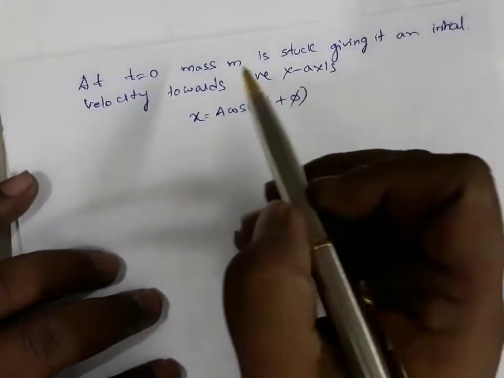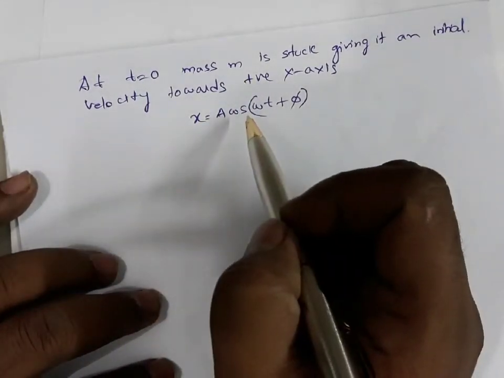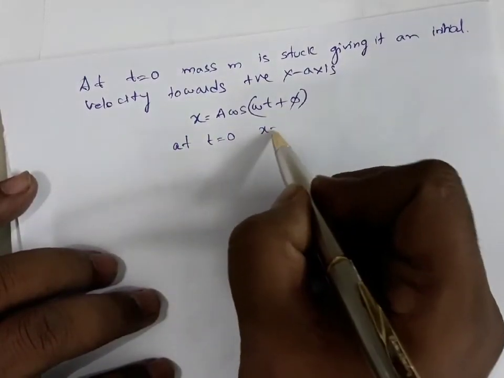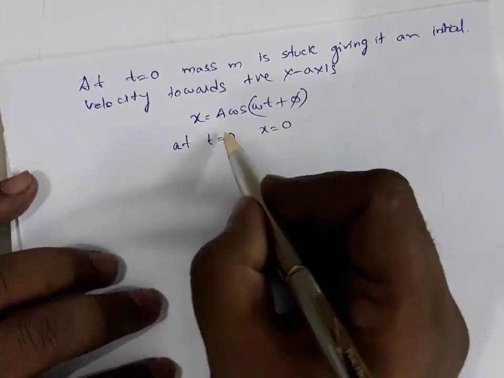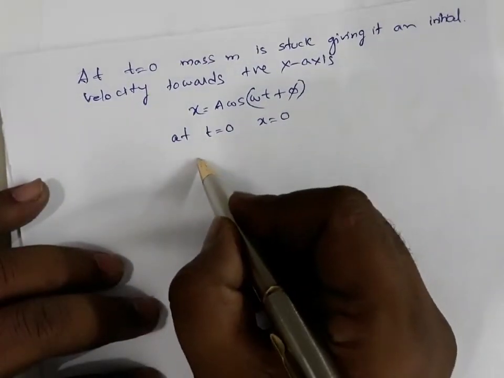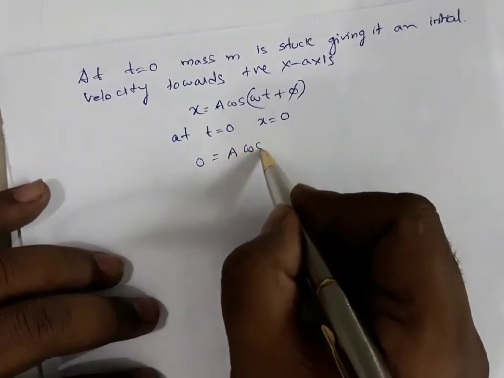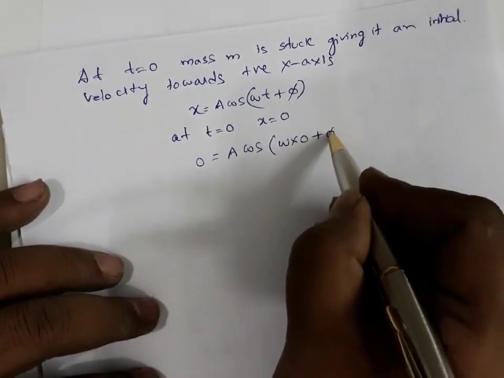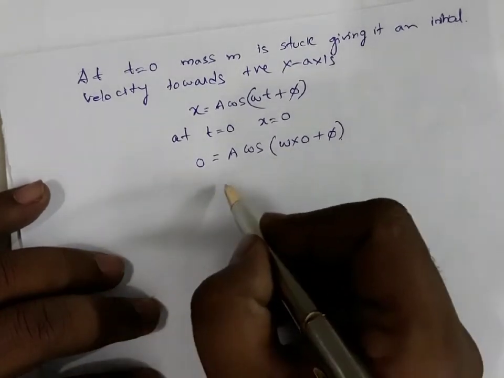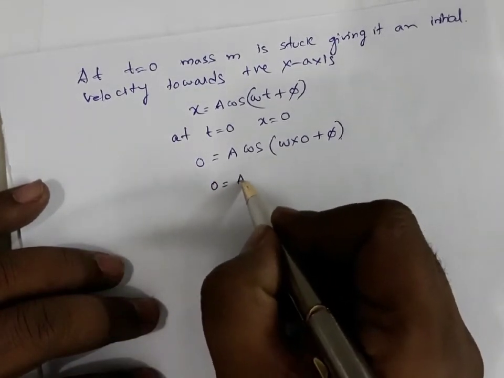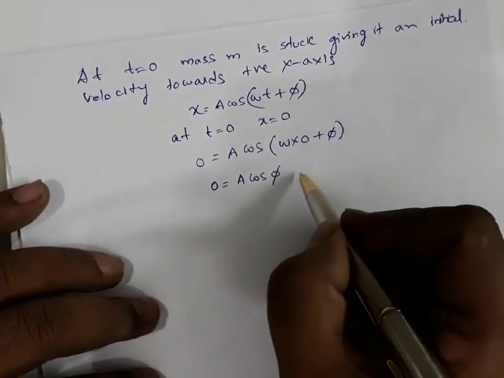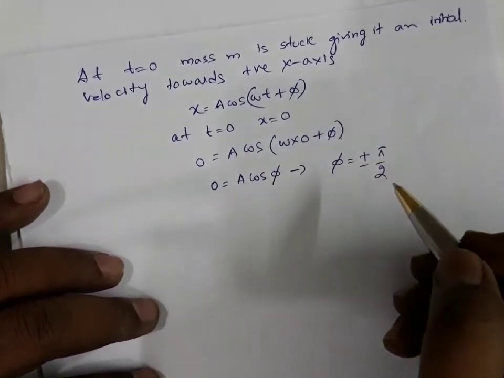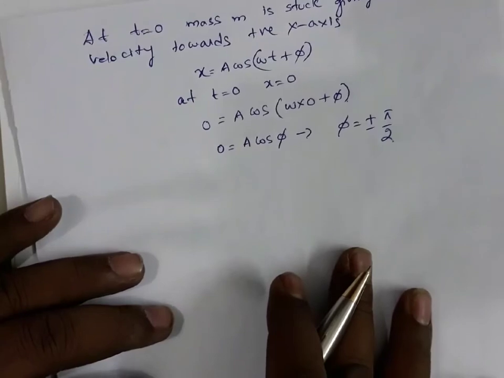Now at t equal to 0, the particle is at the origin. So at t equal to 0, x is equal to 0. If I substitute these values, 0 is equal to a cos(omega into 0 plus phi). Now this gives 0 is equal to a cos phi. So this implies phi is equal to plus minus pi by 2. So phi is either plus pi by 2 or minus pi by 2.